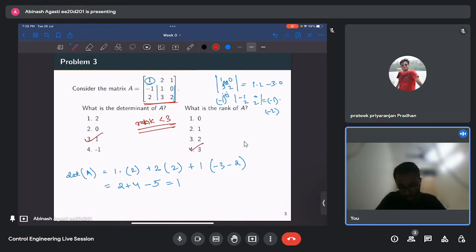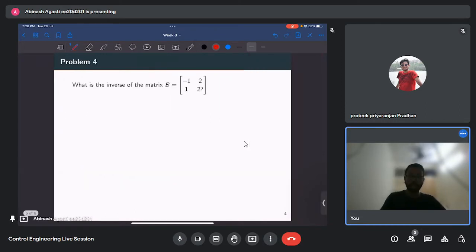Now I hope this part is clear. We'll move on to the next question. Now to find the inverse of a matrix. So the inverse of any matrix, A inverse, is given by adjoint of A by determinant of A.